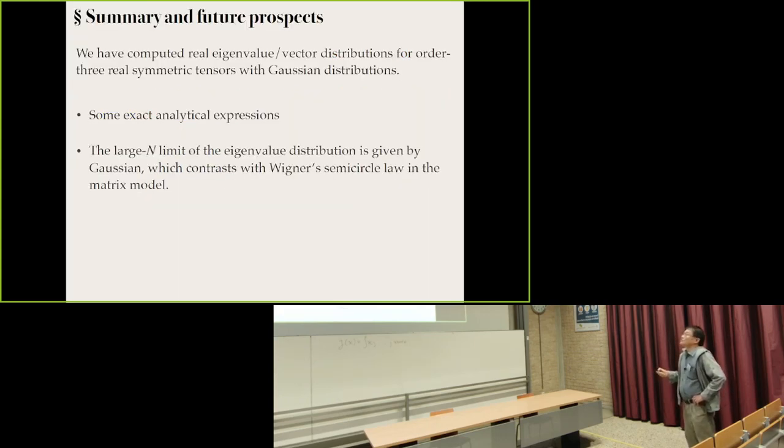So this is a summary. We have computed real eigenvalue vector distributions for order 3 real symmetric tensors with Gaussian distributions. I have obtained some exact analytical expressions, and the large n limit is shown to be Gaussian, which contrasts with Wigner's semicircle law in the matrix model.